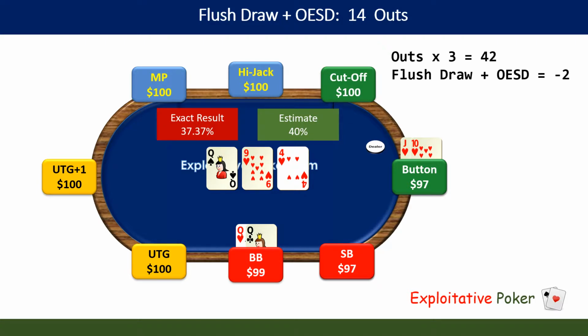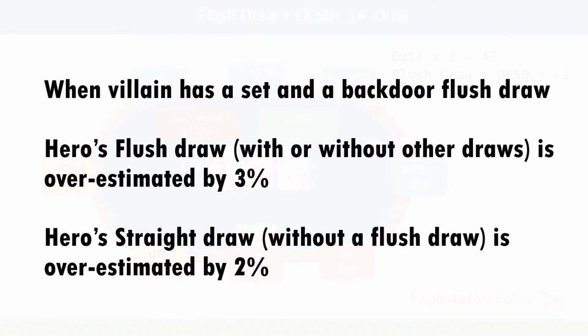So let's look at what we have so far. When the big blind has a set and a backdoor flush draw, any flush draw for the button, with or without other draws, is overestimated by 3%. Hero's straight draw without a flush draw is overestimated by 2%. And there's a reason for this difference.